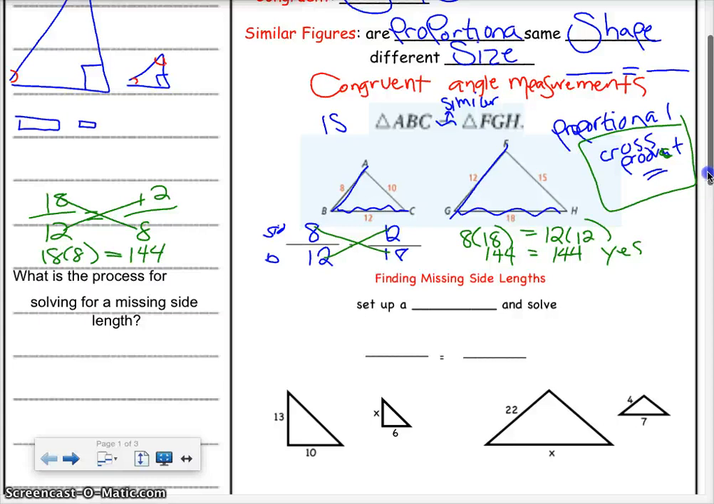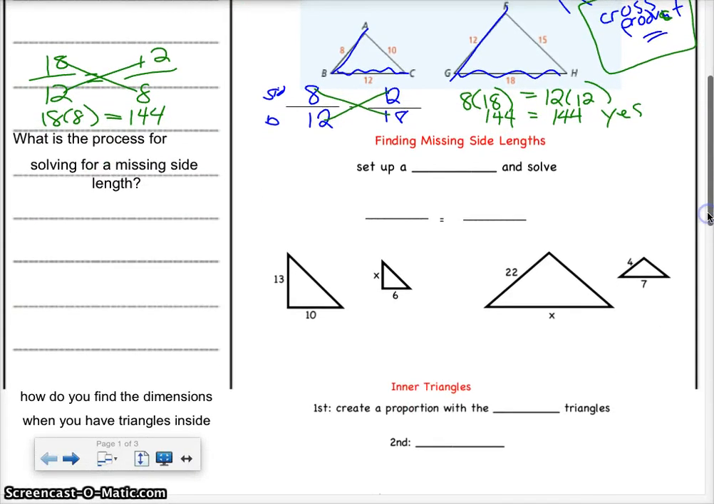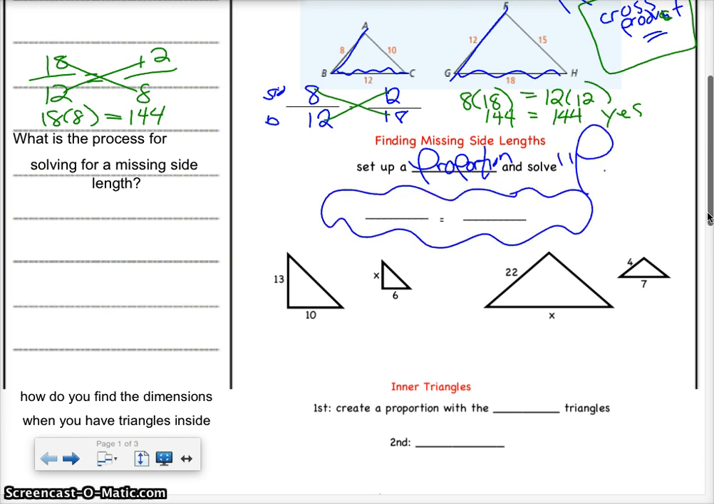Now, application. Why, in the goodness, do we learn about similar figures? Well, to find missing side lengths, of course. So when you want to find a missing side length, you set up a proportion and you solve it. And when I say set up a proportion, look at my cute little proportion template. That's what I mean. And don't forget, pattern matters.